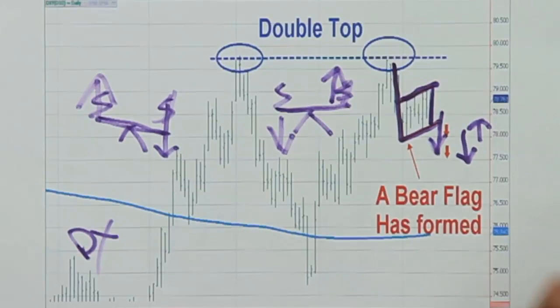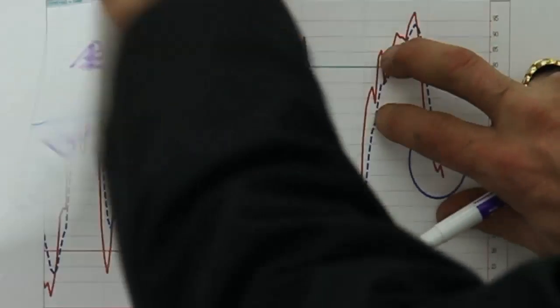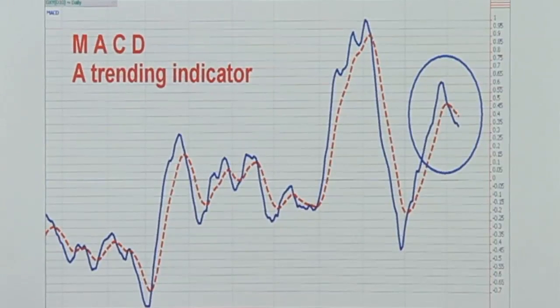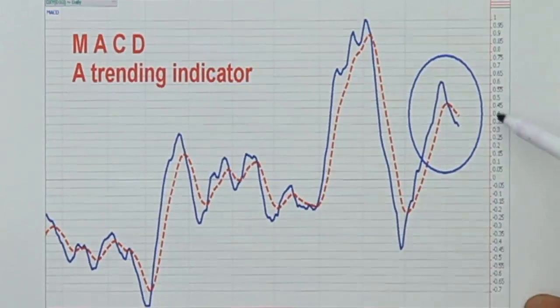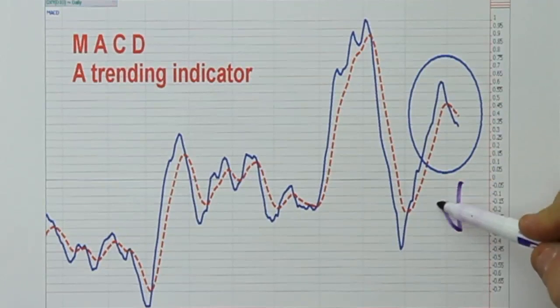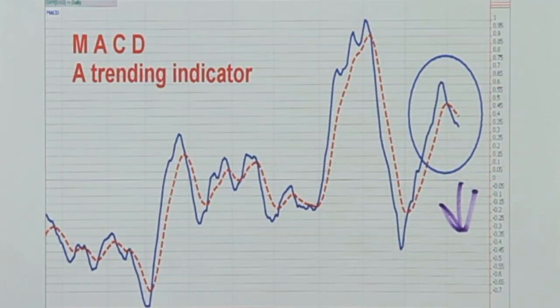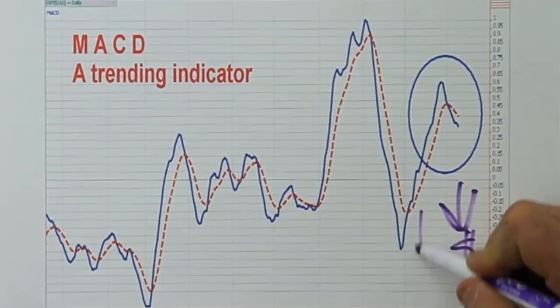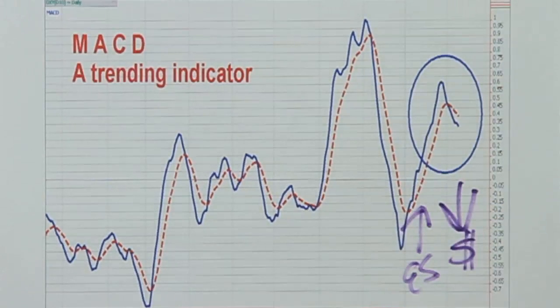Now, looking at dollar index formations, we also look at the indicators. You have stochastics pushing straight down on the dollar index, and you have one of the big booming trending indicators, MACD, moving average convergence divergence, also pushing straight down, showing us a bearish look for the dollar index, which should in turn be a bullish look for the E-mini S&P.